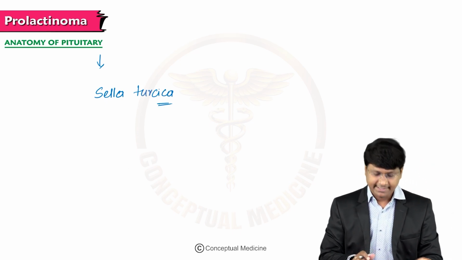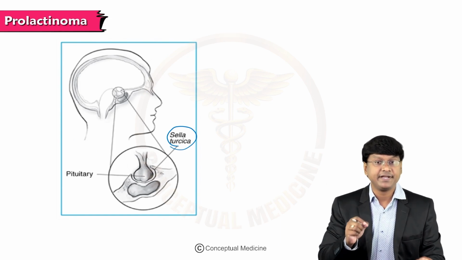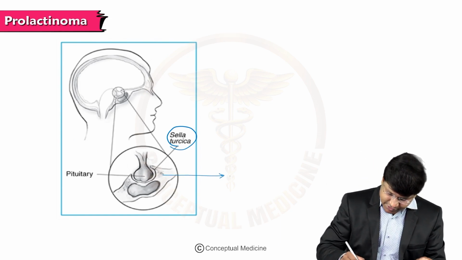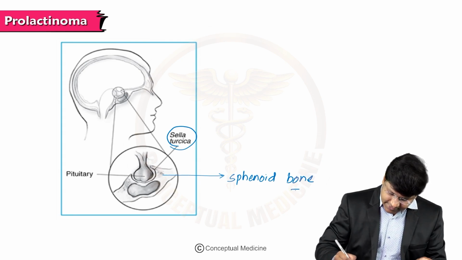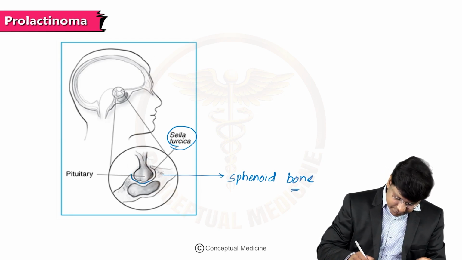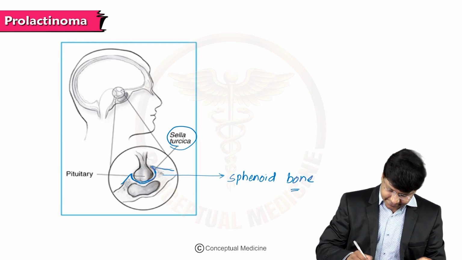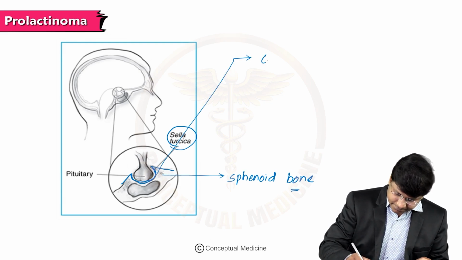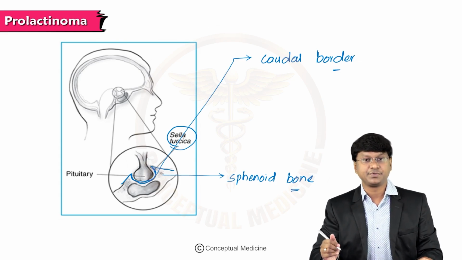Now, what is this particular sella turcica? Sella turcica, please remember, is a saddle-shaped depression within the sphenoid bone, right? So this is the sphenoid bone, and within the sphenoid bone, this is a saddle-shaped depression. This saddle-shaped depression forms the caudal border of the pituitary gland.